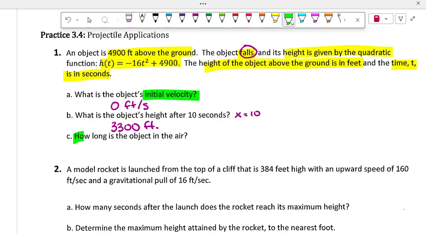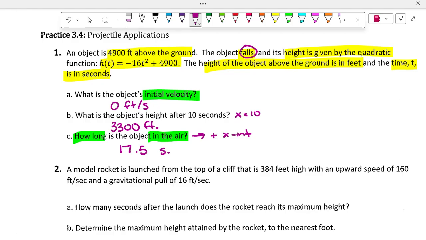Then it asks, how long is the object in the air? So this is a key feature. Which key feature would tell you how long it's in the air for? The x-intercept, specifically which one? The positive x-intercept. So what was your answer? 17.5 seconds. Good.